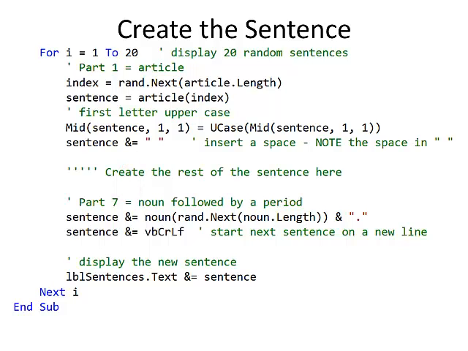Then create the rest of the sentence. You need to do the article and the adjective and the noun and the verb and the preposition and the adjective and the noun, but you have to put all the rest of the stuff in there. So right here I'm showing you the last one. Part 7, noun, followed by a period. So it says sentence ampersand equals noun, rand, dot, next, noun length. Right here, I didn't even use that index. I just put all that stuff right inside. And then ampersand, quote, period, quote. So this is going to put a period onto the end.